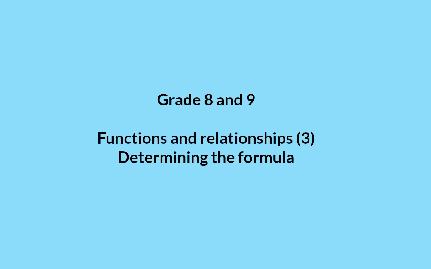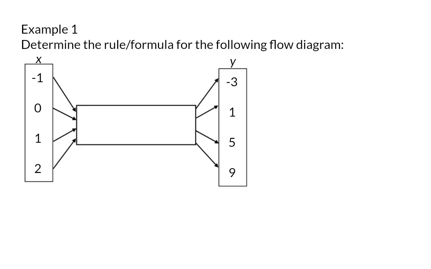In today's video, we're going to have a look at how to determine the formula when the input as well as output values are given. Example 1. Determine the rule or formula for the following flow diagram. The rule or formula tells you what happens to the input values to form the output values. So you need to recognize the pattern.